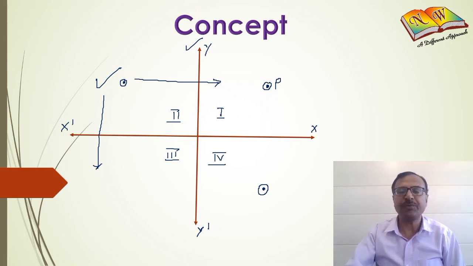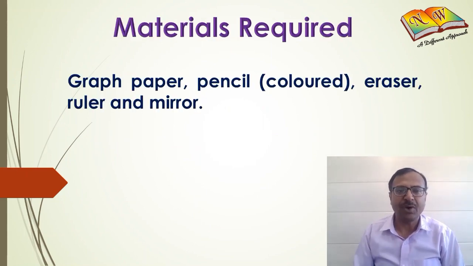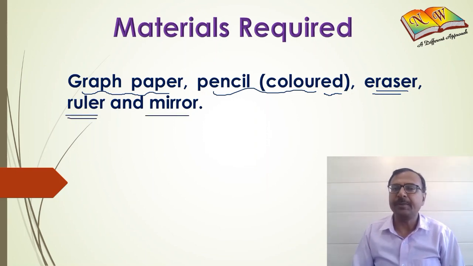So for finding what shape we obtain when we mirror the geometrical shape around the x-axis or y-axis, we need to perform this activity in which the material required is, obviously, graph sheets, because the points will be plotted on the Cartesian plane. We need a pencil, colored pencils for convenience, an eraser, and the standard geometrical instruments like a ruler and a mirror. If you keep a mirror with you, that will show you the exact image of the point. Let's see how we can perform this activity.